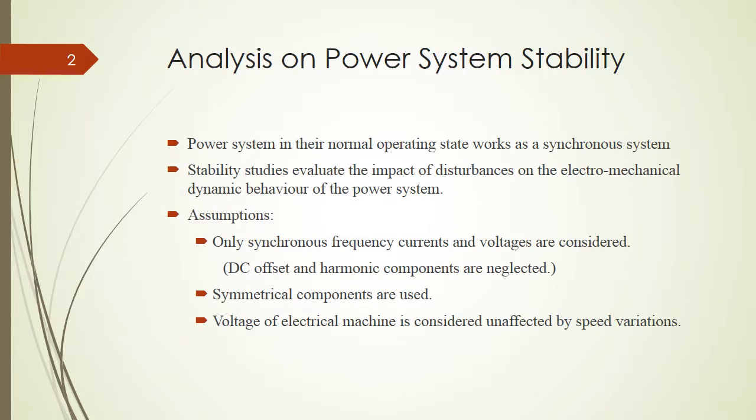The power system in its normal operating state works as a synchronous system. For example, in our daily life, we work with 50 Hz electricity. So everything in our system has to synchronize with that 50 Hz. If you are at the sending end, the generator will rotate and output 50 Hz electricity. If you are at the receiving end, you also receive that kind of 50 Hz.